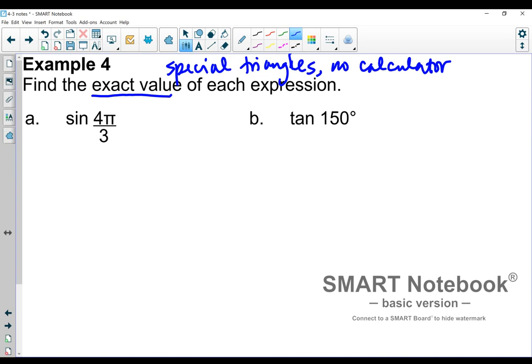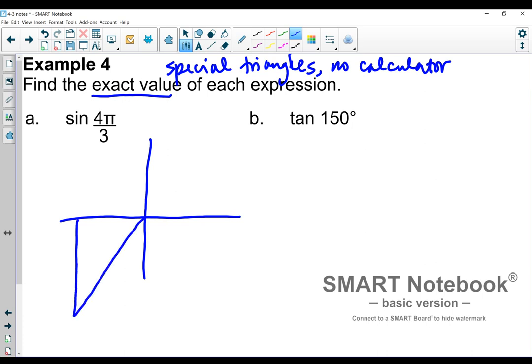And so sine of 4 pi over 3. Well, let's think through with our fractions again. I know that 1/3 of 180 is 60. So this would be like 4 times 60. So if I think about this, 3 pi over 3 would be here, and then 4 pi over 3. So let's go ahead and label this. So this will be 4 pi over 3. So that means this line right here is at 4 pi over 3.